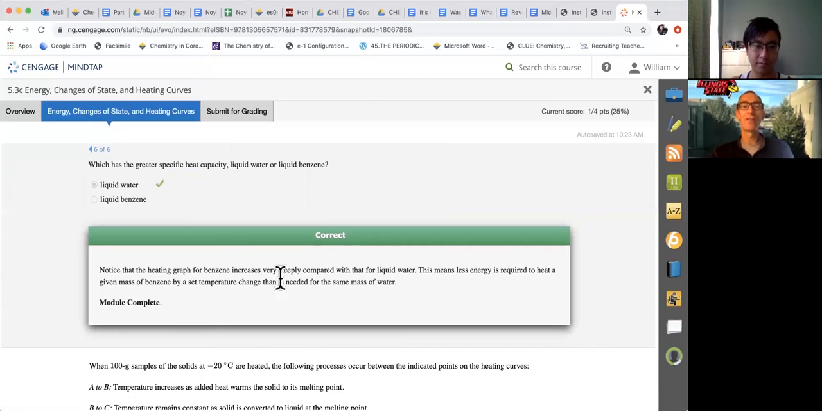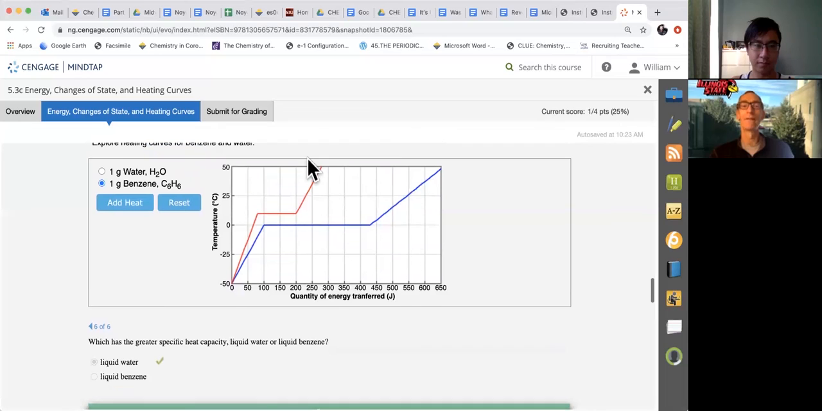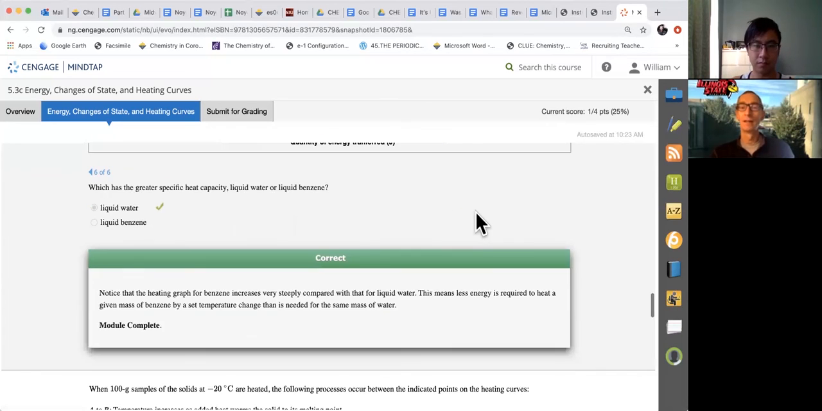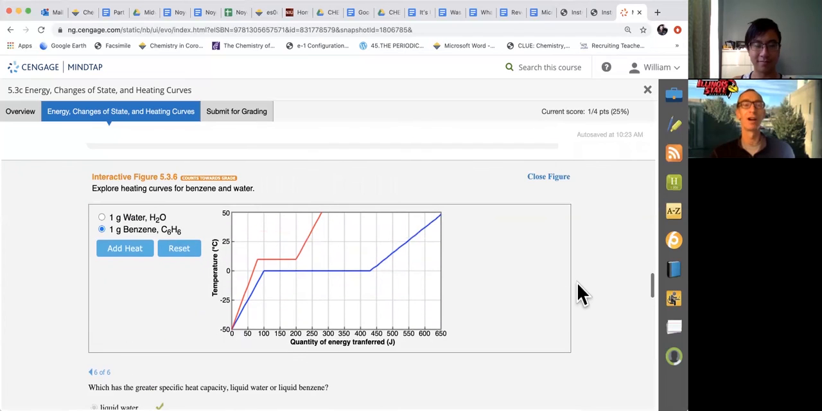Notice that the heating graph for benzene increases very steeply compared to that for liquid water. Yeah, steep, right? Goes up more quickly, less heat capacity. Goes up more slowly, more heat capacity. This means less energy is required to heat the given mass of benzene by a set temperature change than needed for the same mass of water. Module complete. Oh yeah, I rock at this.